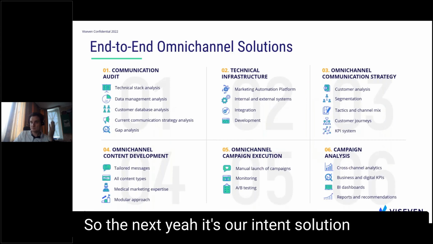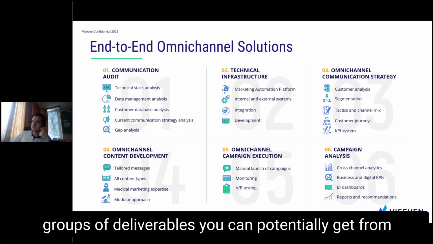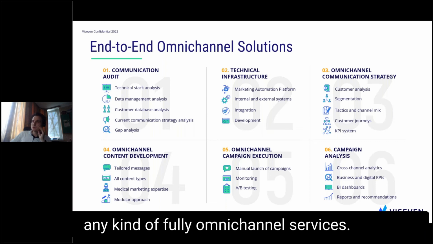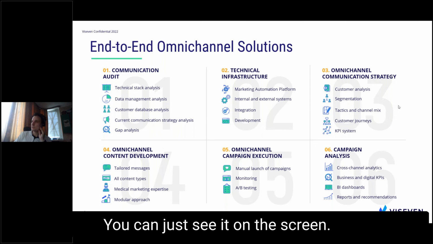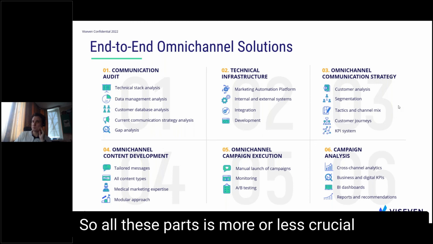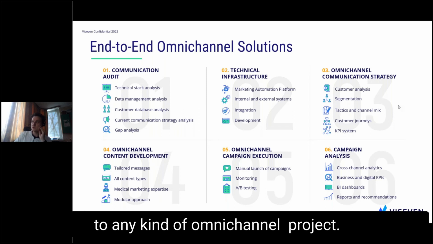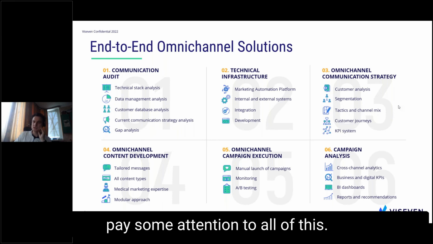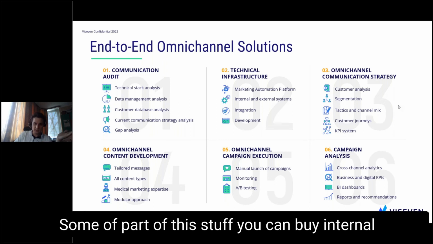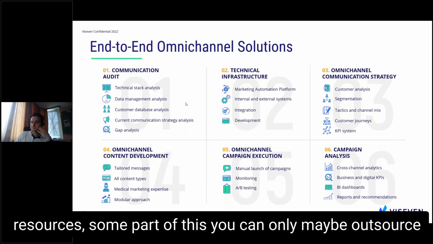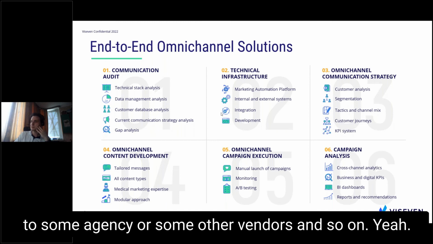So the next slide is just our end-to-end solution, the groups of deliverables you can potentially get from any kind of fully omnichannel services. I will not go through all of this here. You can just see it on the screen. All these parts are more or less crucial to any kind of omnichannel project. So you need to pay some attention to all of this. Some part of this stuff you can do internally, by internal resources, and some part you can outsource to some agency or other vendors and so on.